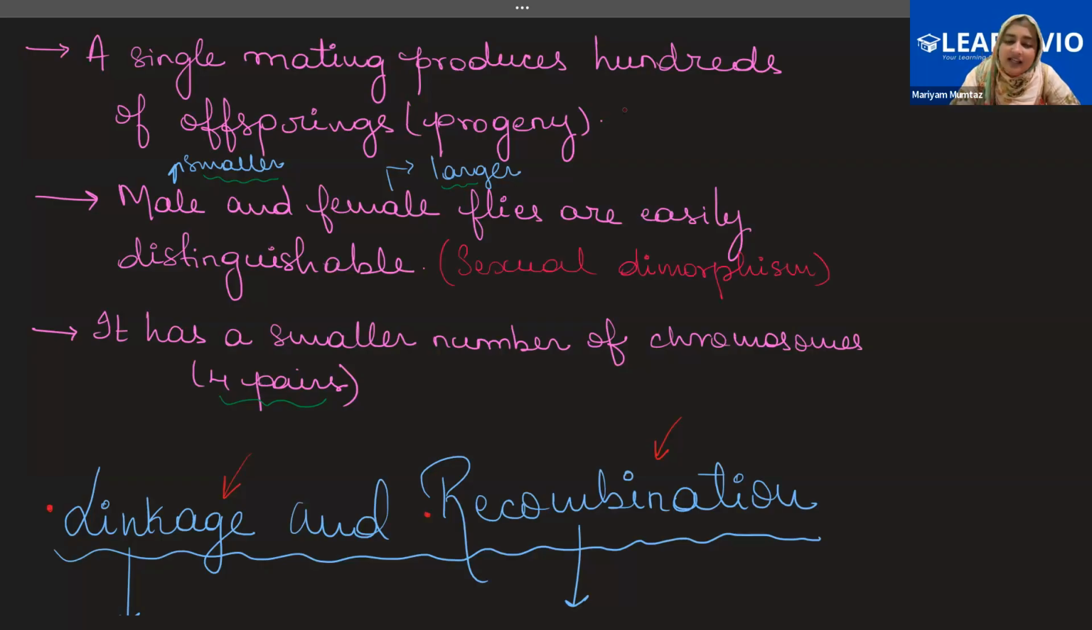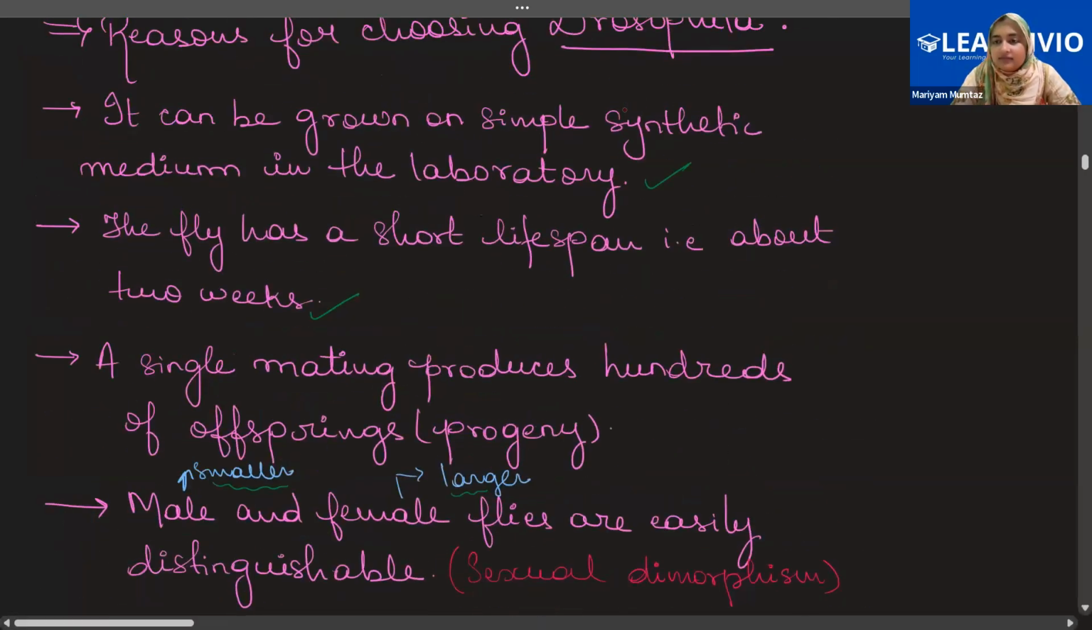Also, they have a very tiny number of chromosomes. They just have 4 pairs in their somatic cells. Three of them are autosomal, and one is a sex chromosome. Any doubts about that?